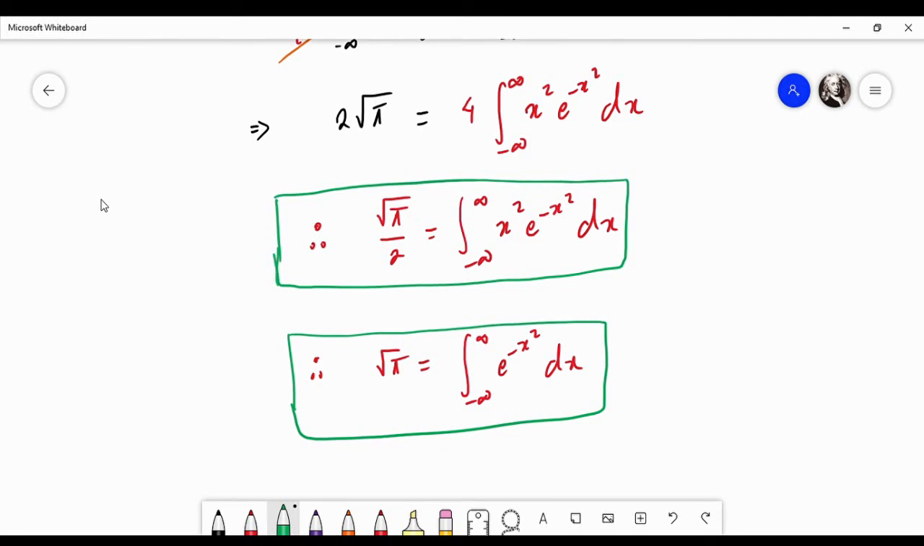So that's it for today. Just a reminder, we will be using these two results in the derivations of the average energies of the classical oscillator.